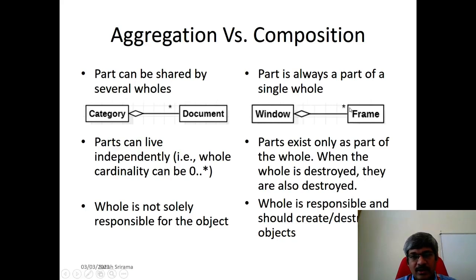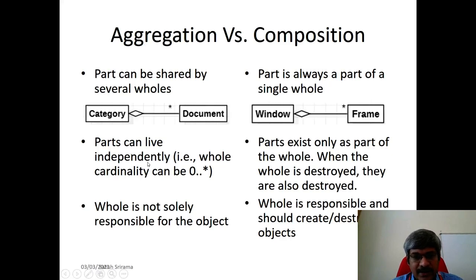But as far as composition is concerned, this is a wrong figure here, so I will update the slides. As far as composition is concerned, a part is always part of a single whole. For example, there can be multiple frames within a single window. That's a composition relation. Again, this diamond is not a hollow diamond, it is a solid diamond, so I will update the slides.